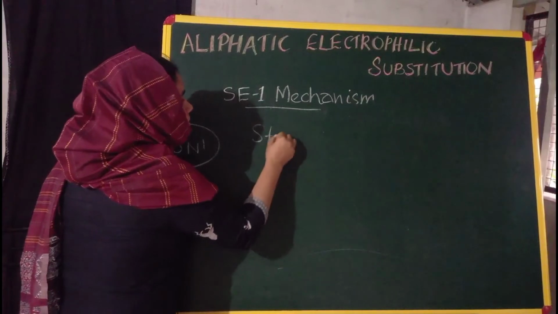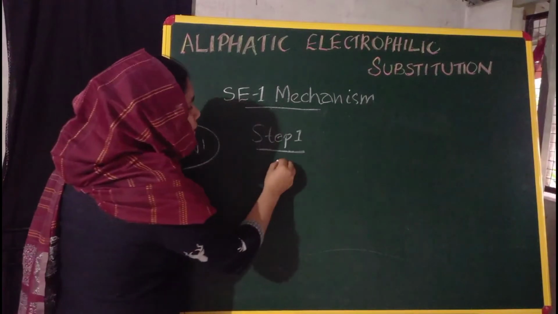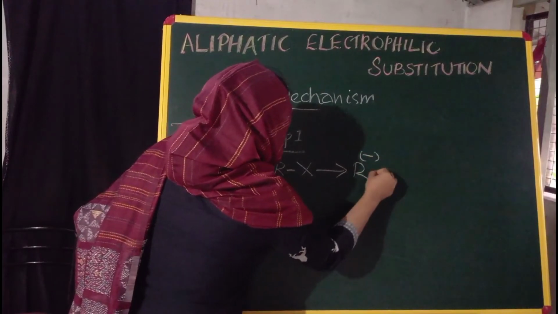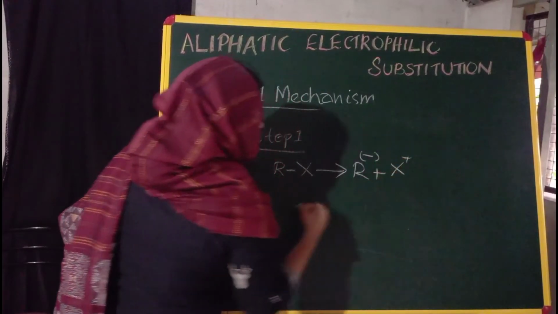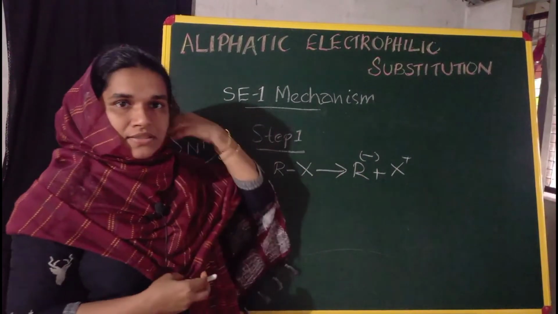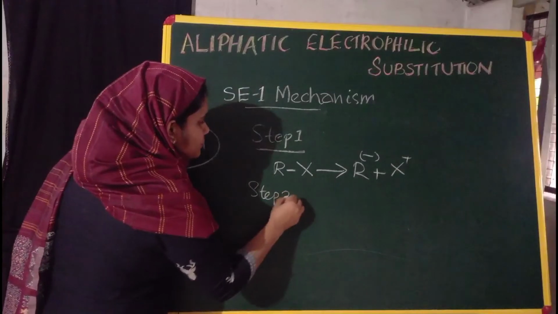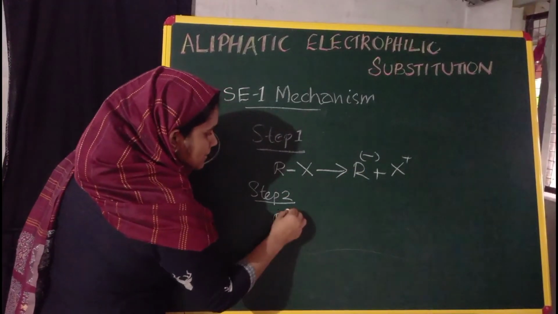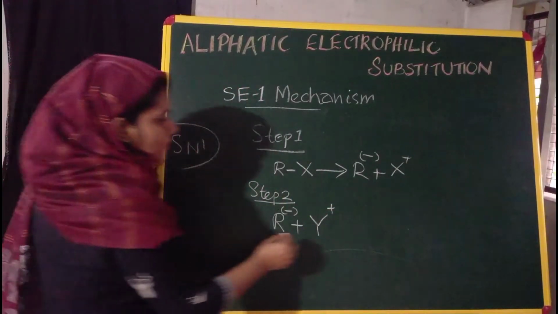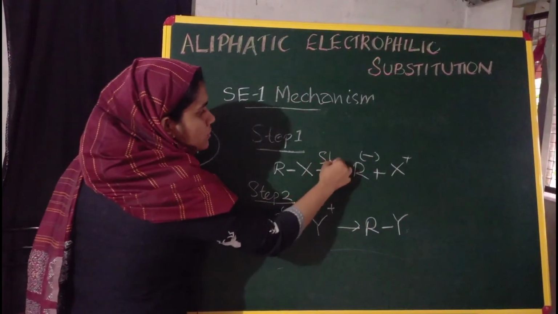The first step, step 1, is the slow ionization step. That is, our RX will cleave to form R minus and X plus. So, in the case of the SN1 mechanism, we have R plus instead of this R minus carbanion. Okay. Then the second step is the fast step, that is fast recombination. This R minus will combine with our electrophile to form RY. Okay, this is the slow step.